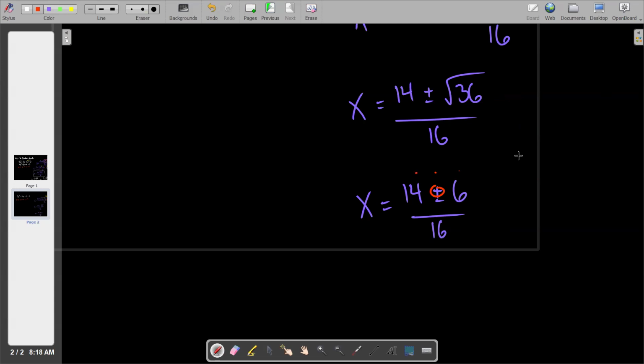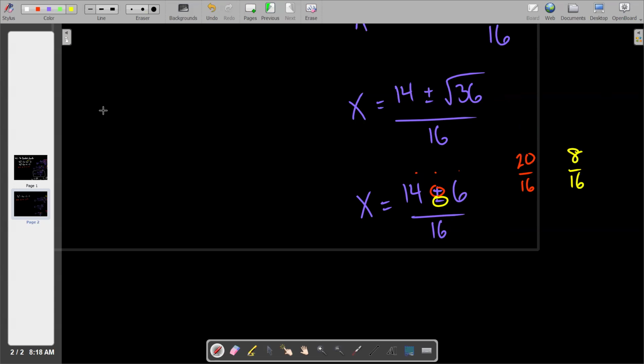So one of our answers is 20 over 16, which we will, of course, reduce. The other pathway that we can trace is the minus. It is literally like a choose your own adventure. You can pick this way or this way, and you do them both. What is 14 minus 6? So the other answer is 8 over 16.